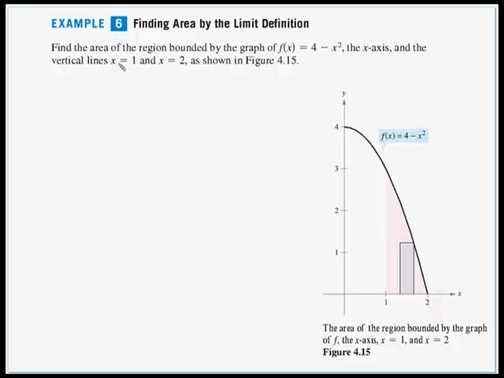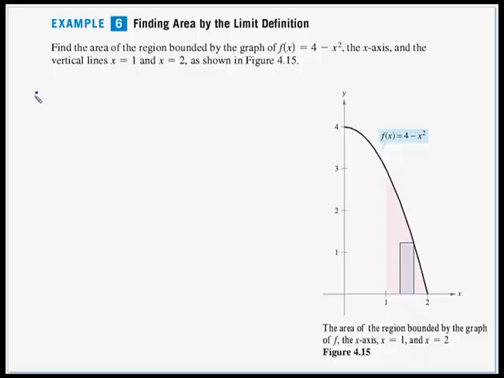Okay, in example 6 here, there's a little twist. We're not going right from an x value of 0. We want to find the area of the region bounded by the graph of a downward opening parabola, 4 minus x squared, the x-axis, and now the vertical lines x is 1 and x is 2. So here in the picture, we only want this light pink shaded area. There's our parabolic curve, and our values from x is 1 to x is 2. We want our subintervals to be underneath the curve and between 1 and 2.